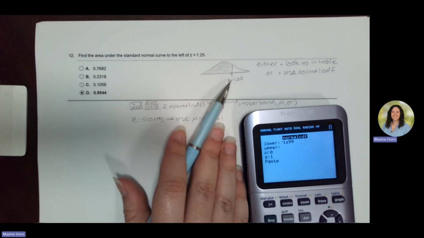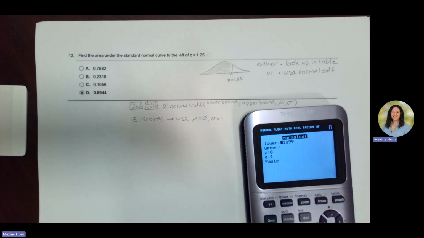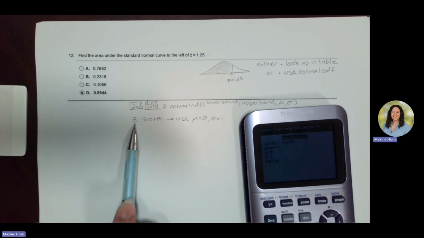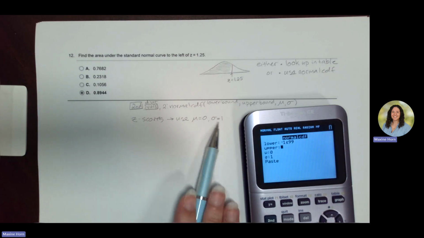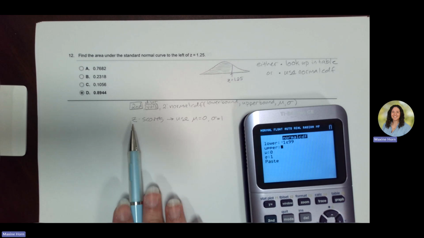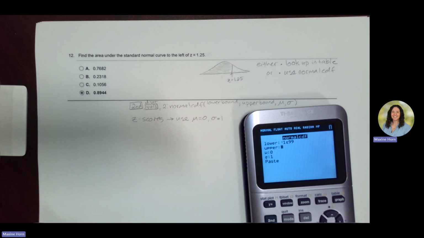I'm sorry, you can't mix and match, okay? Either you have an x value or you have a z-score. So if you have x values, you can plug in whatever your mean and your standard deviation are. But if you have z-scores, you need to plug in the 0 and the 1 for this chapter.